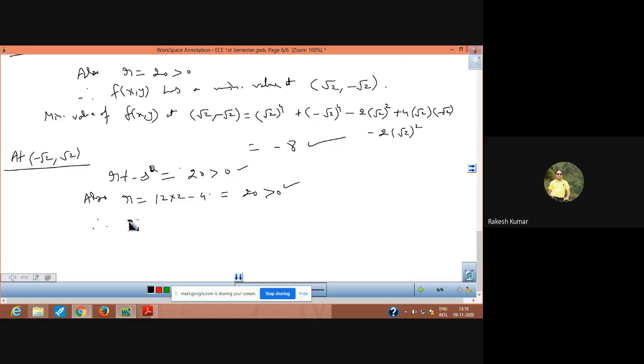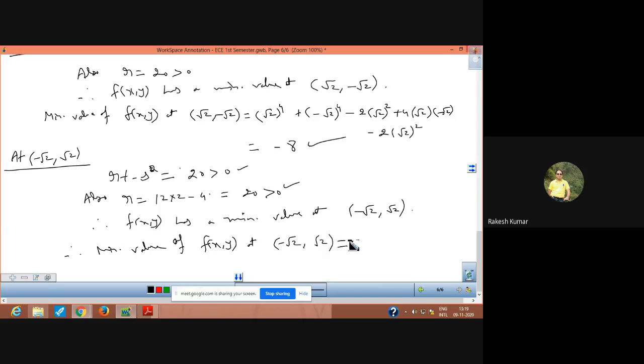लास्ट वाला सेकंड केस भी हमारा पॉइंट ऑफ मिनिमा था. f of xy has a minimum value at negative square root 2 and square root 2. So minimum value of f of xy at this point, negative square root 2 and square root 2, that value again comes out to be -8 by substituting in the function.